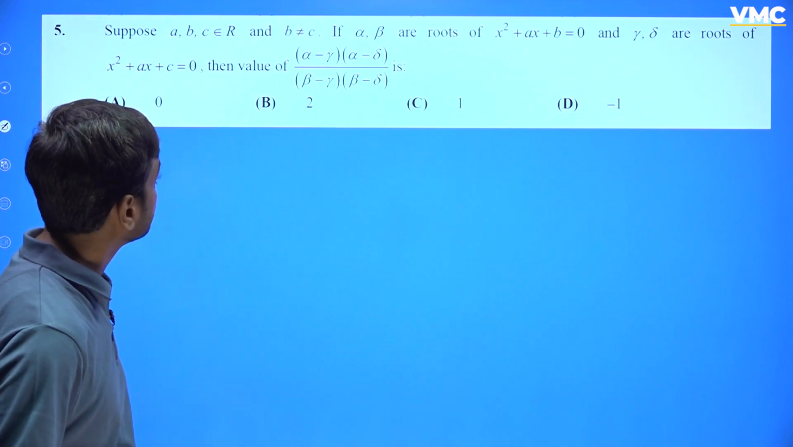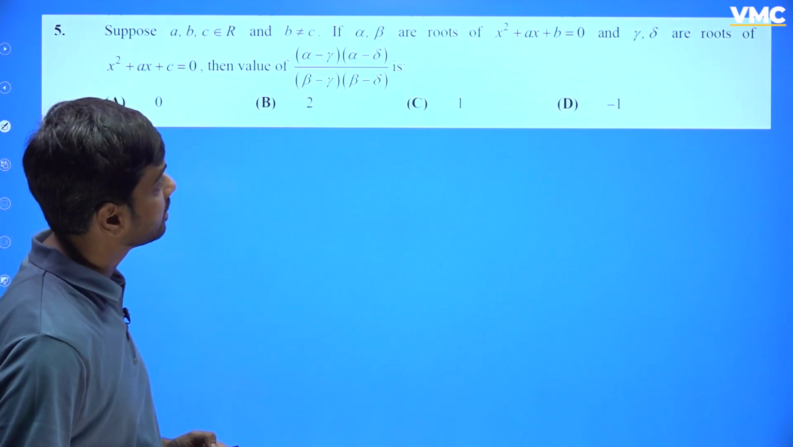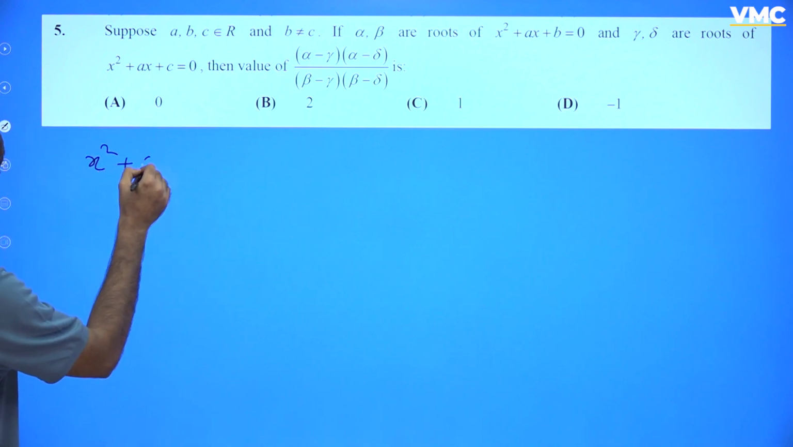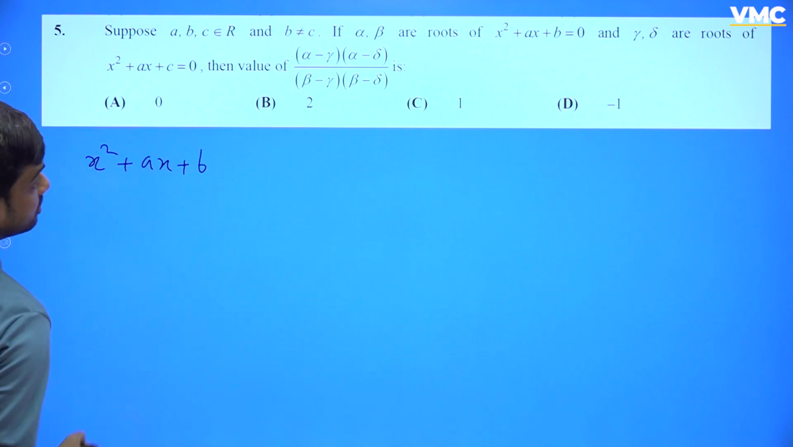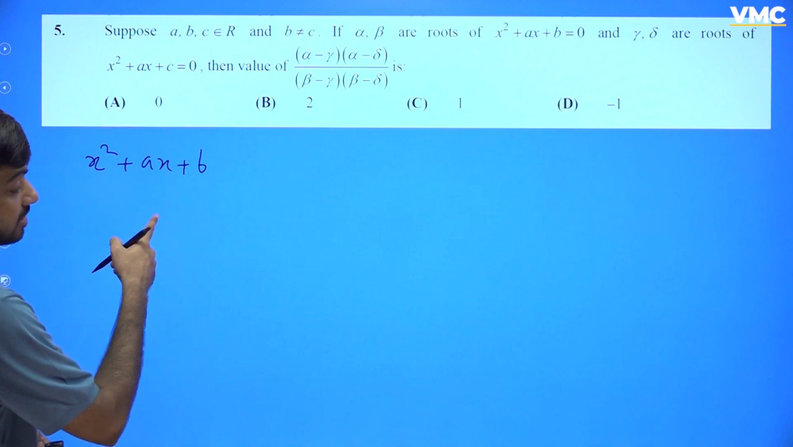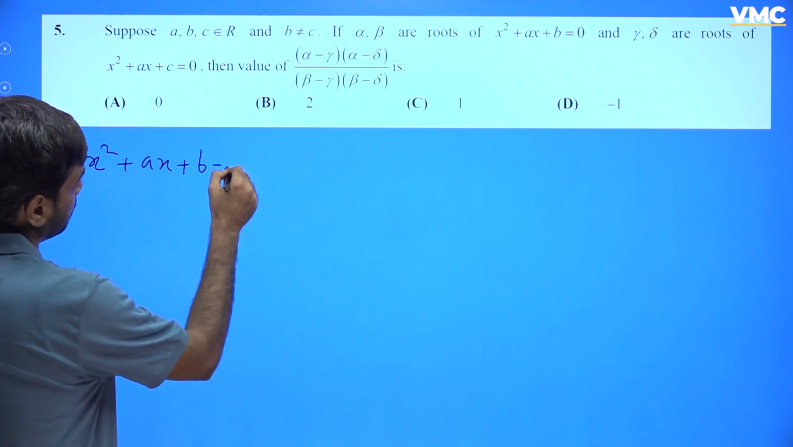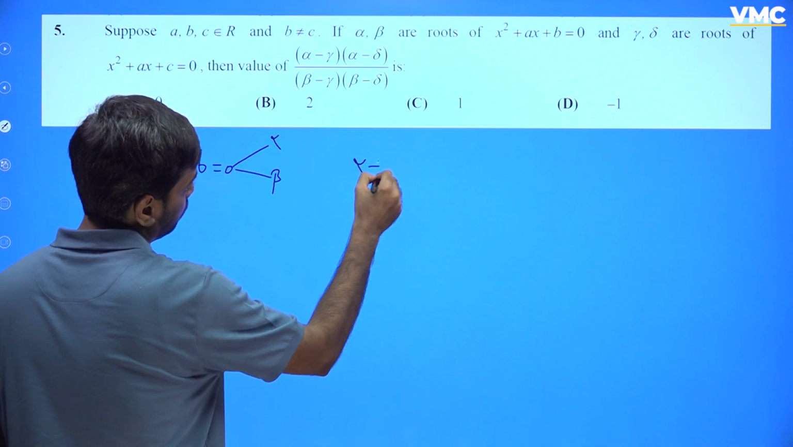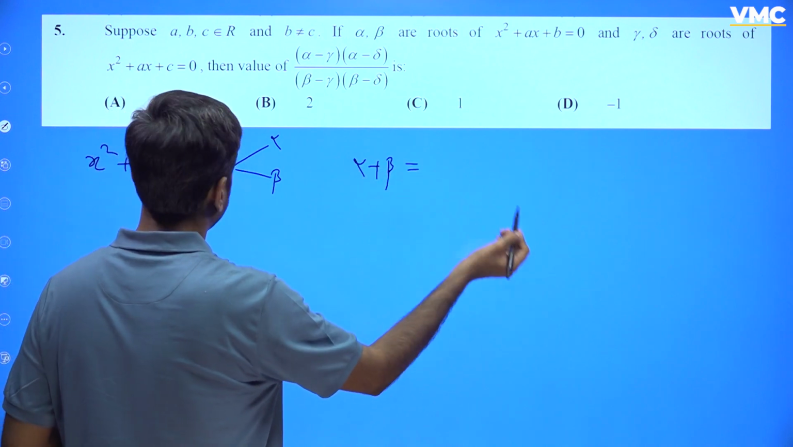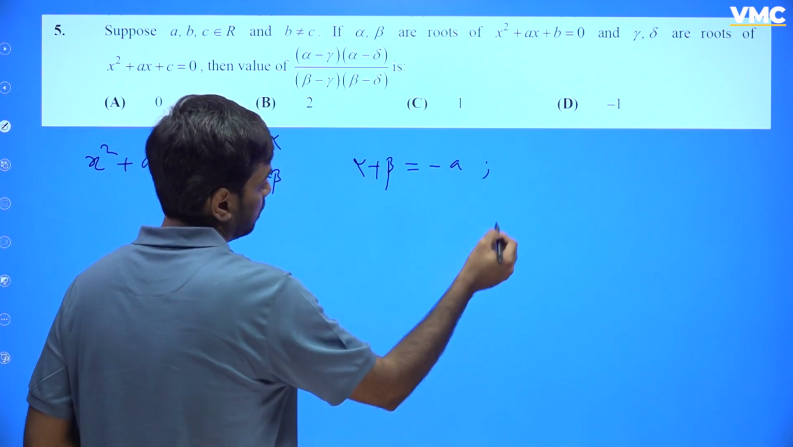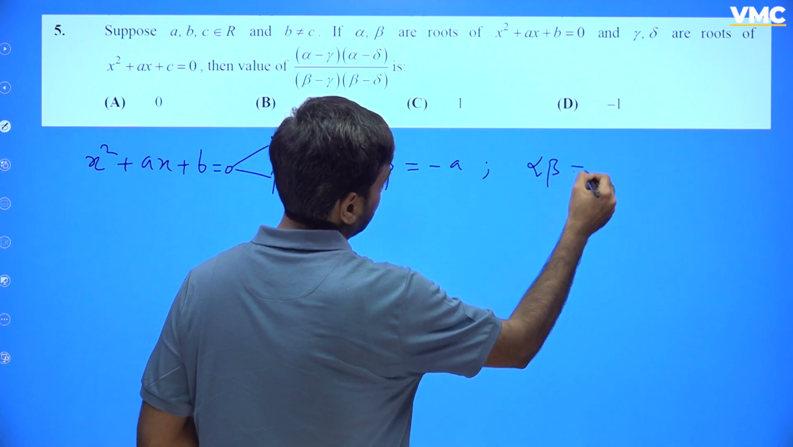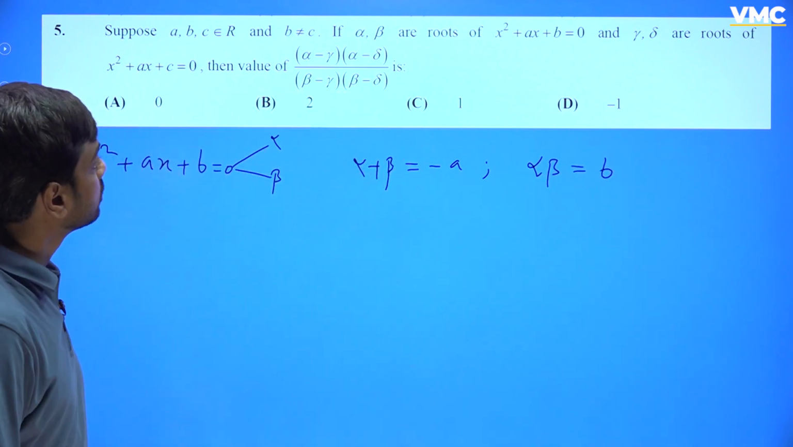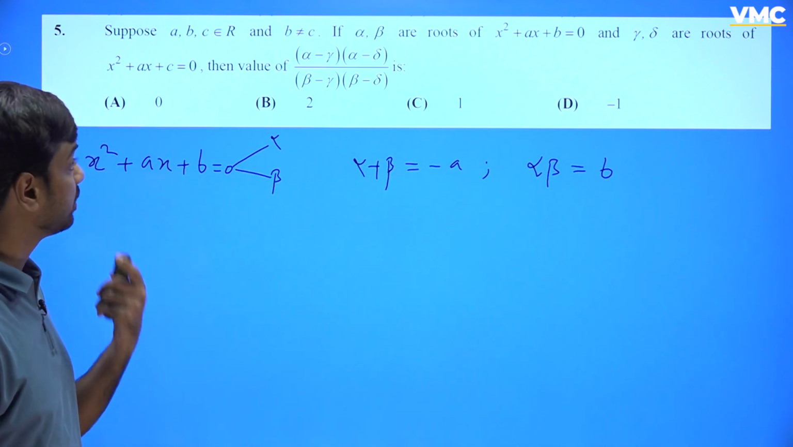Suppose a, b, c belong to R and b is not equal to c. If alpha and beta are the roots of this, let's write down the given information. So the quadratic we have is x square plus ax plus b is equal to 0, having roots alpha and beta. So from here I can write sum of roots is going to be minus a, and product of roots is going to be plus b. So this is from the first equation.